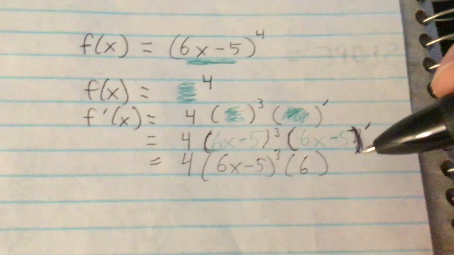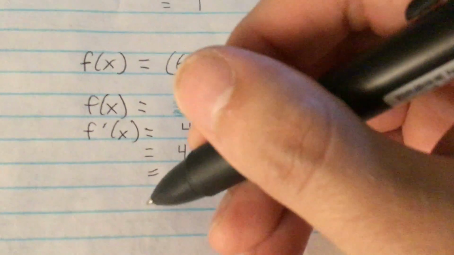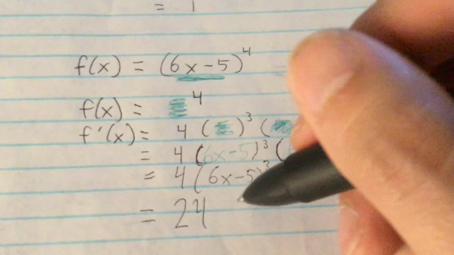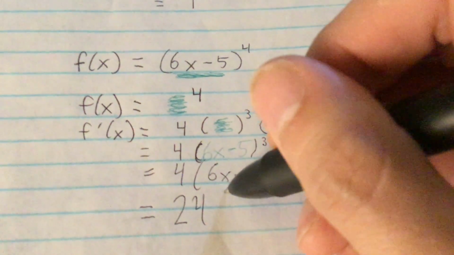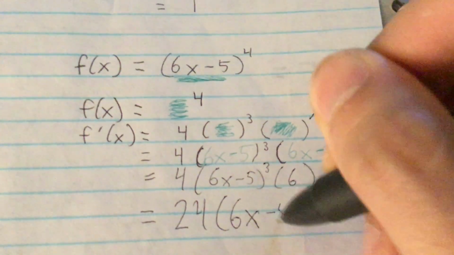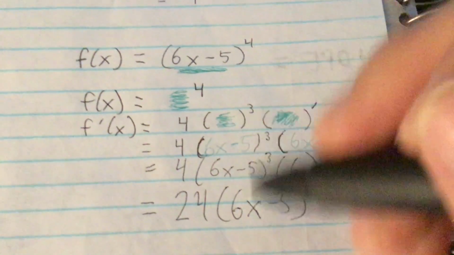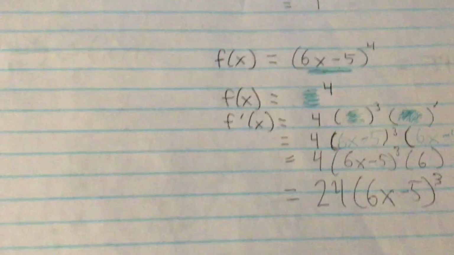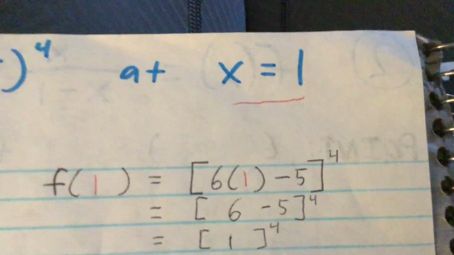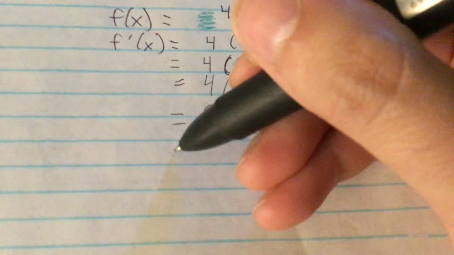Can I clean this up? Yeah, a little bit. 6 times 4 is 24. So the derivative, if you want it easy to plug in for x, is 24 times (6x minus 5) cubed. That's when I would say, clean it up. It only takes 2 seconds, 4 times 6. So that's the equation of f prime of x. But what do I care about? I care about the slope when x is equal to 1. You see why now.